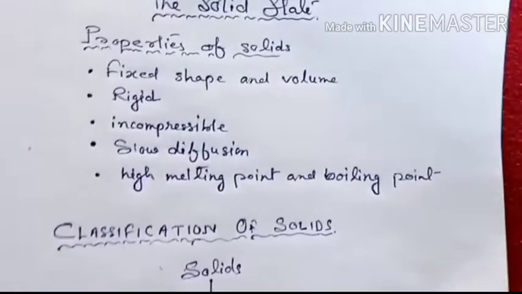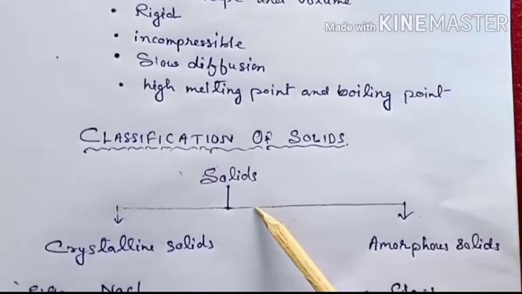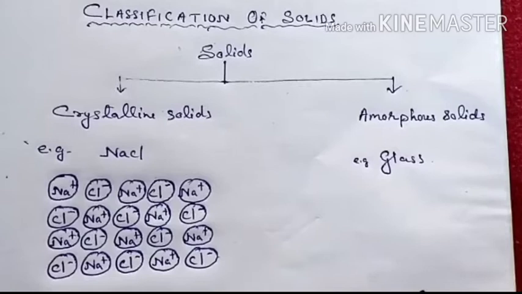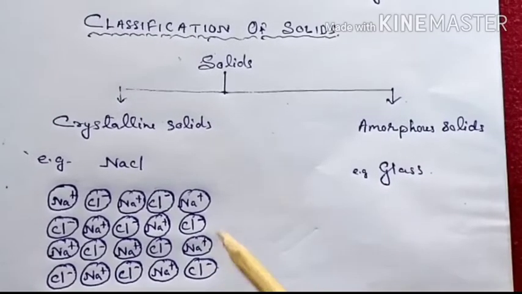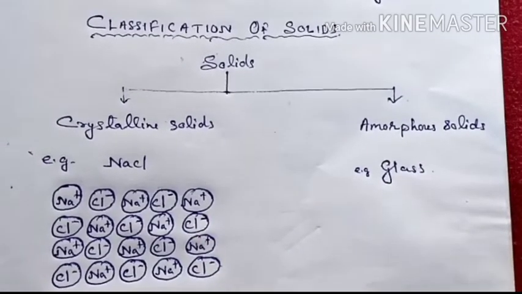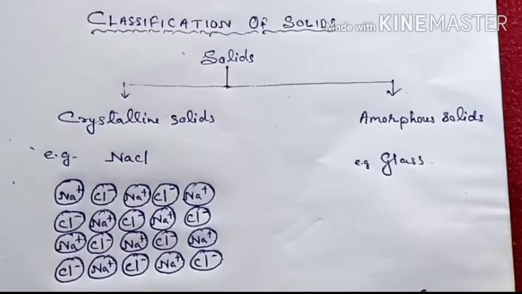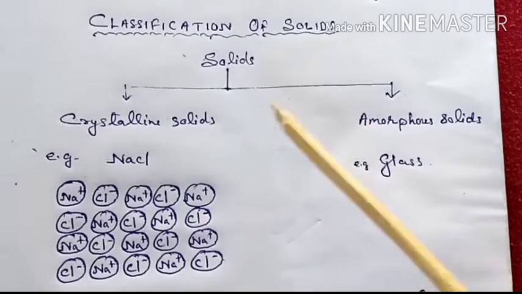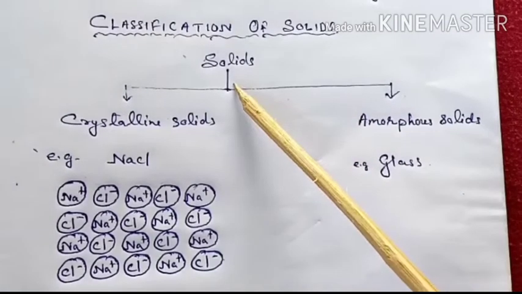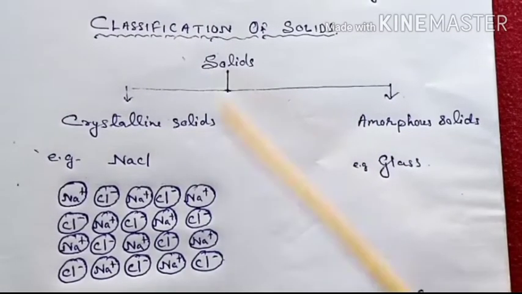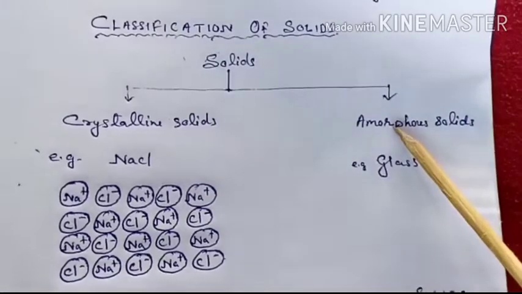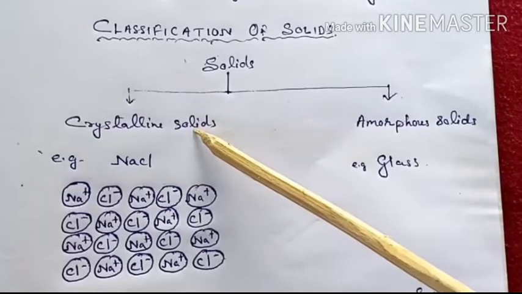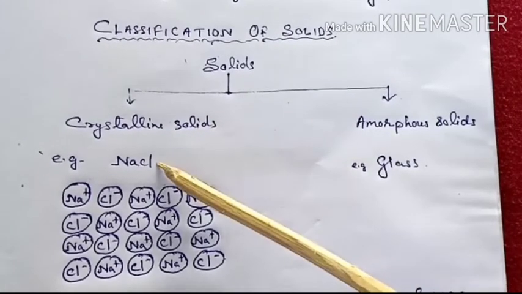Our next topic is the classification of solid. So here, students, the classification is based on the nature of arrangement of the constituent particles. Based on the arrangement of the constituent particles, the solids are classified into crystalline solid and amorphous solid. So we will now discuss the crystalline solid by taking an example.